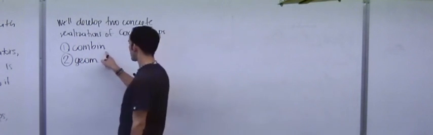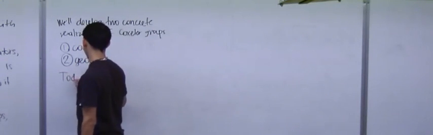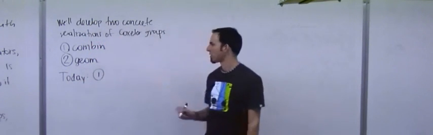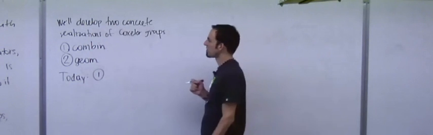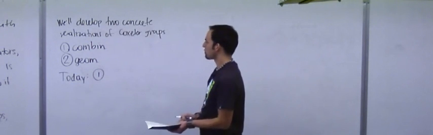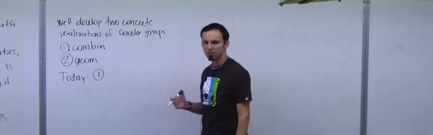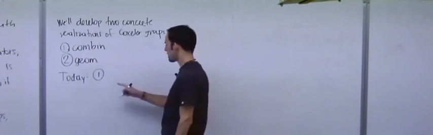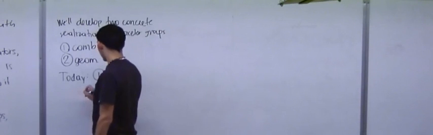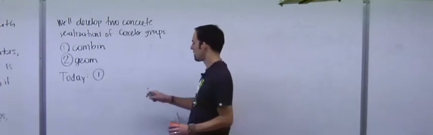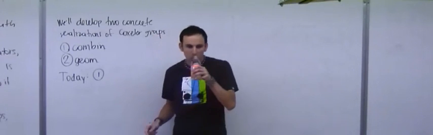So today we're going to do this first one. We're going to realize combinatorially a Coxeter group. And the second one we will do in a few weeks. This will take some time to develop. Now, what should you have in mind about what we're going to do today?